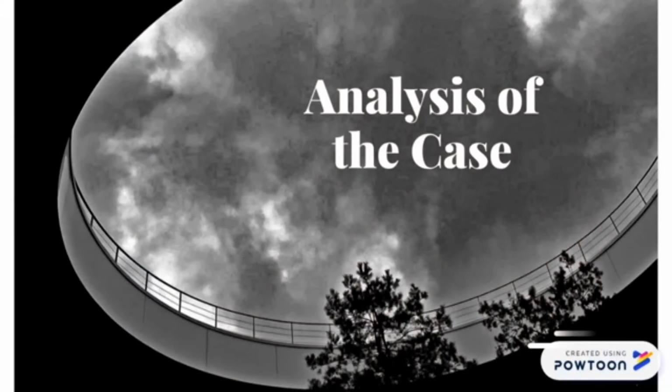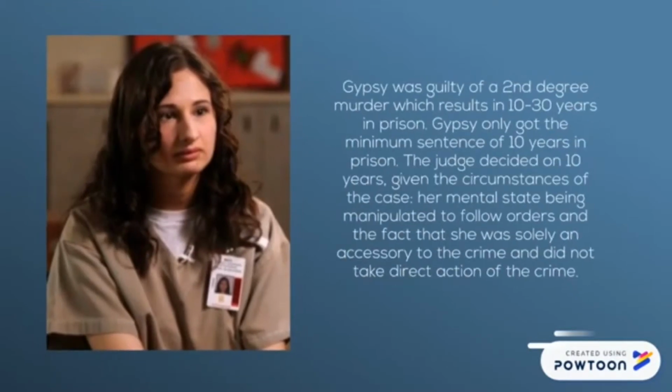Now let's analyze the sentencing of both Gypsy and Nicholas. Gypsy was guilty of second-degree murder, which results in 10 to 30 years in prison. Gypsy only got the minimum sentence of 10 years in prison. The judge decided on 10 years given the circumstances of the case, her mental state being manipulated to follow orders, and the fact that she was solely an accessory to the crime and did not take direct action in the crime.